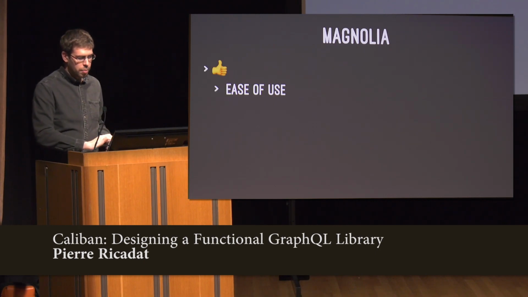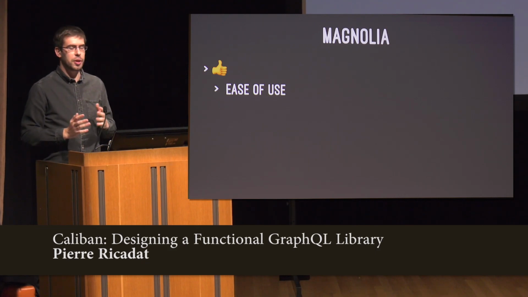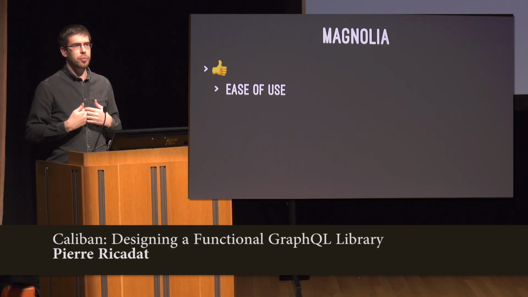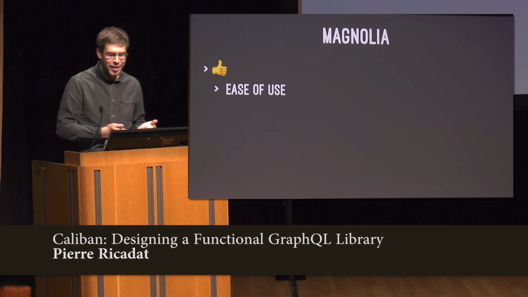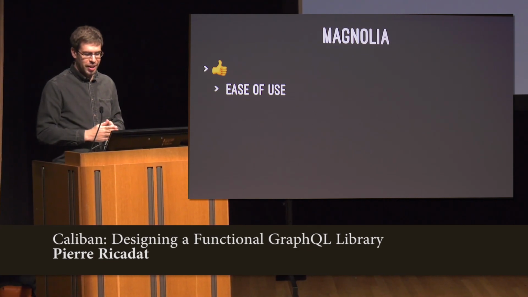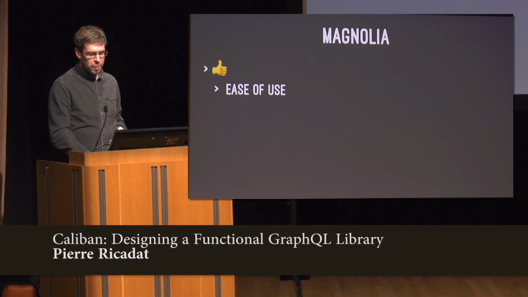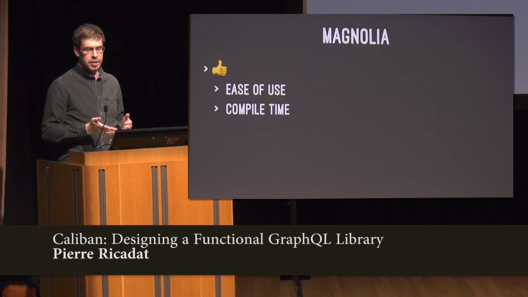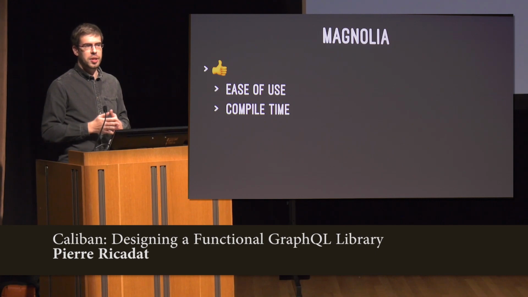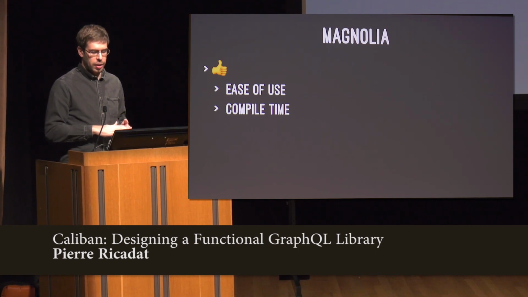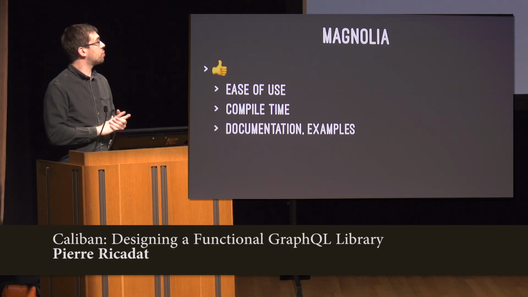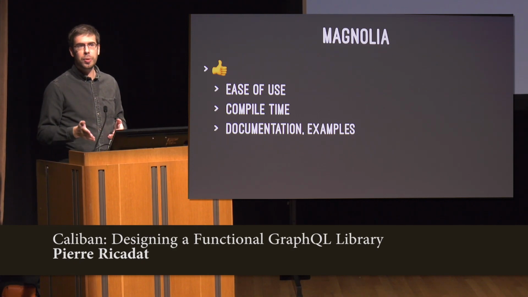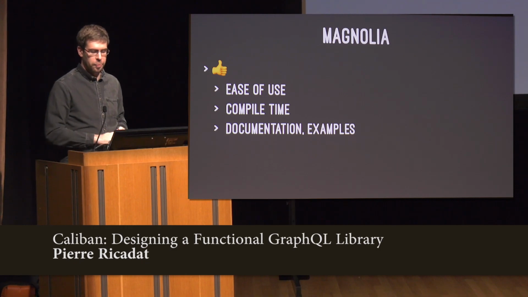So Magnolia is really nice because it's very easy to use. I could have written my own macro, but then I would have had to learn how to write macros. With Magnolia, you don't actually need that. Another thing that's really good is that it doesn't bloat your compile time. It keeps your compile time pretty low. I quite appreciate that. The documentation is really good. There are a lot of examples also in the GitHub repository.